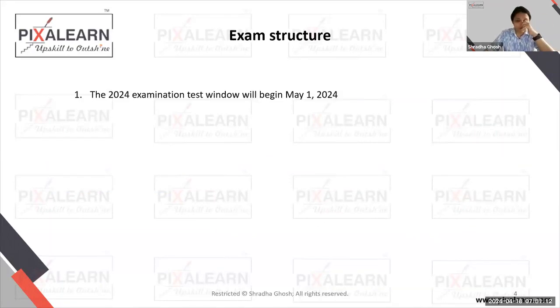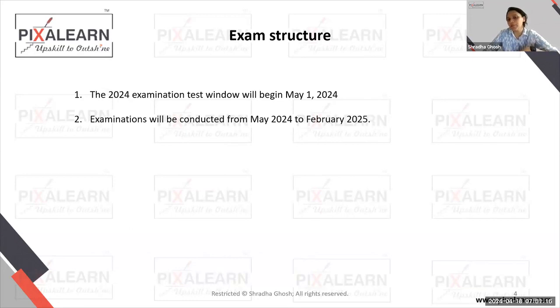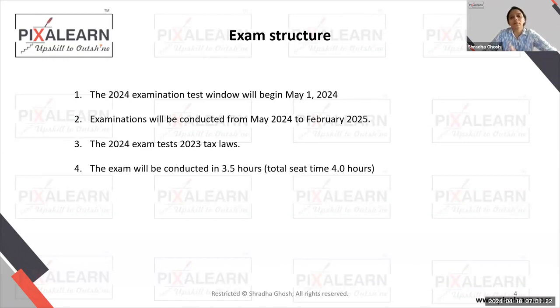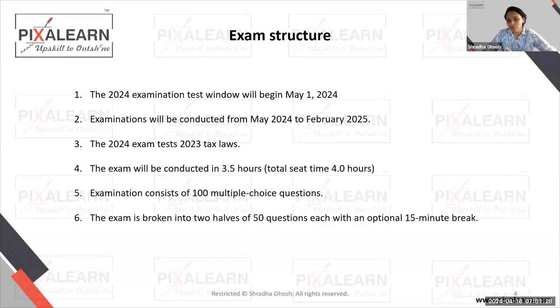So you have, say, May 1, you will be able to schedule your papers and you can schedule it till February. You will be learning 2023 tax laws. There will be 3 exams. Each exam will be for 3.5 hours. You will get 100 MCQs, which will be calibrated to 130.